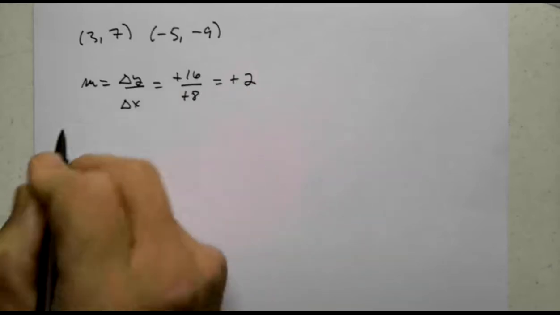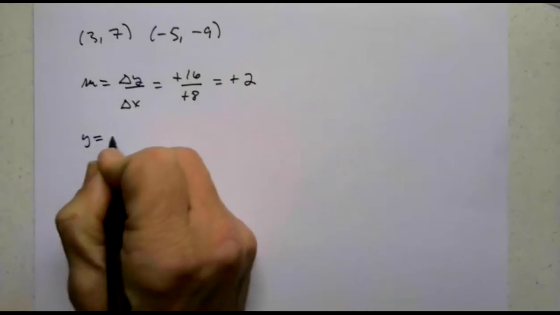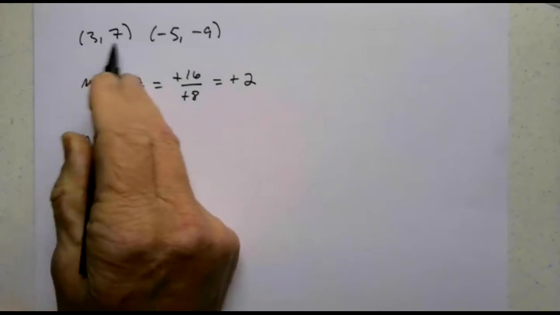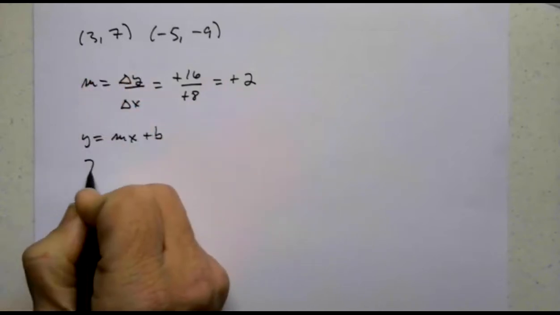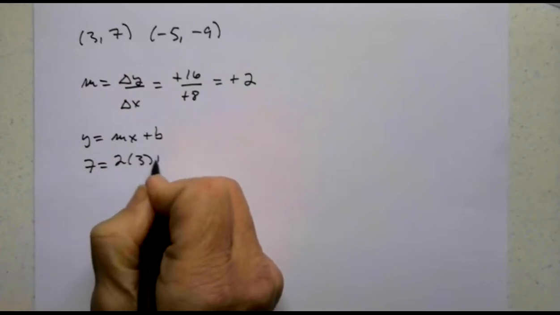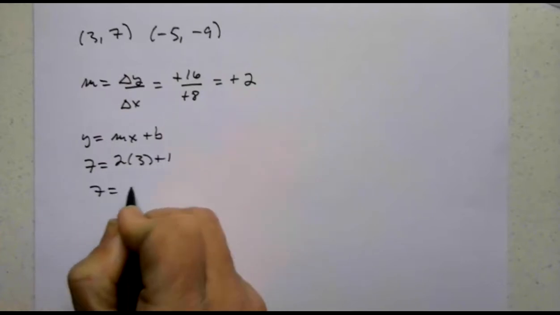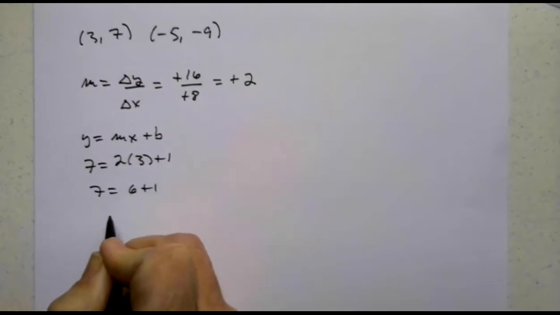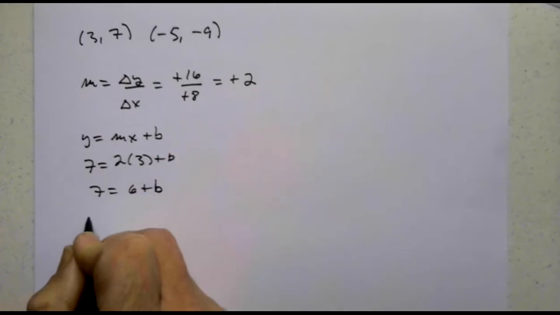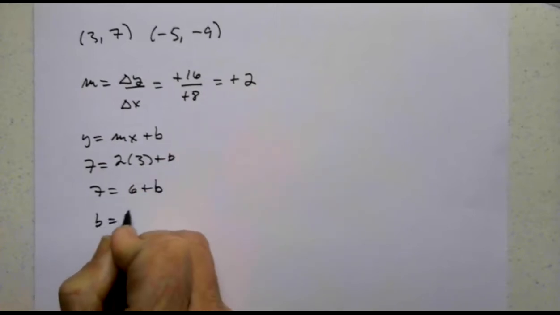When I want to find the y-intercept, the way I do that is I like to use y equals mx plus b. I like to plug in values. So I have the point (3, 7). I can let 7 be y, m is 2, x is 3. 7 is 6 plus b, and indeed b is 1.